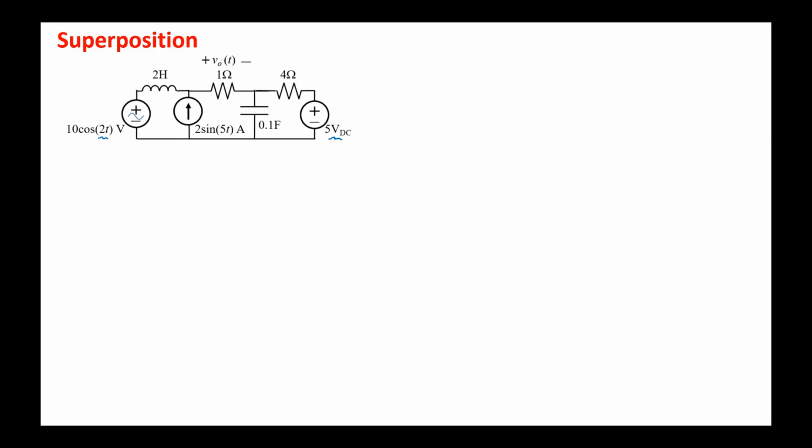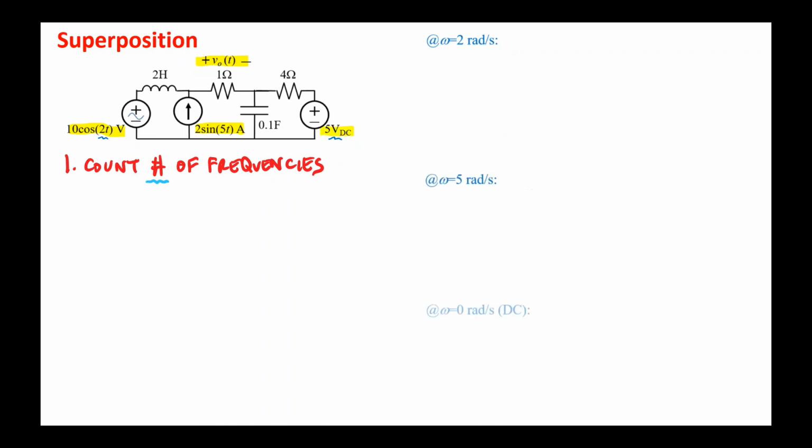When faced with an example like this, where we have multiple frequencies and we're looking for a parameter like V0 of t, the solution is to follow the superposition procedure. The first step in the procedure is to count the number of frequencies in the circuit. In this case, from the 10 cosine 2t, we have 2 radians per second. From the 2 sine 5t, we have 5 radians per second. And from the DC source, we actually have a DC frequency, or omega equals 0.